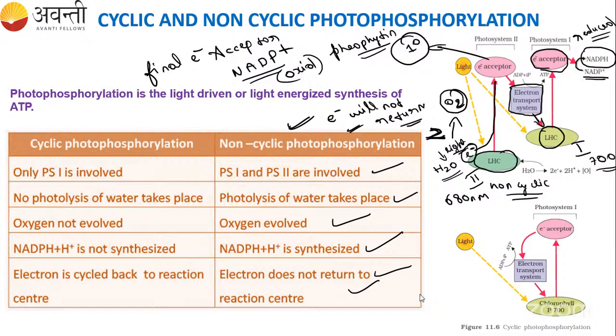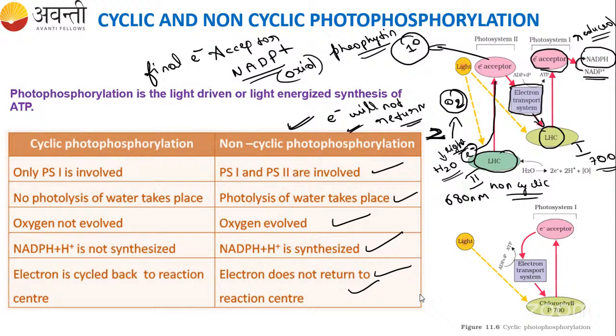Because these all are important topics. In the exam, they may ask you questions like this. In the non-cyclic photophosphorylation, both the photosystems are involved. Yes, both photosystems are involved. Are ATP and NADPH synthesized there? Yes, both NADPH and ATP are synthesized there in the non-cyclic photophosphorylation. Is water splitting? Yes, water is splitting. Is oxygen releasing? Yes, oxygen is releasing. It is exactly like the photosynthesis that mainly takes place in the non-cyclic photophosphorylation.